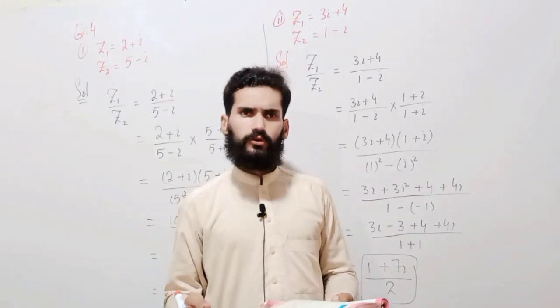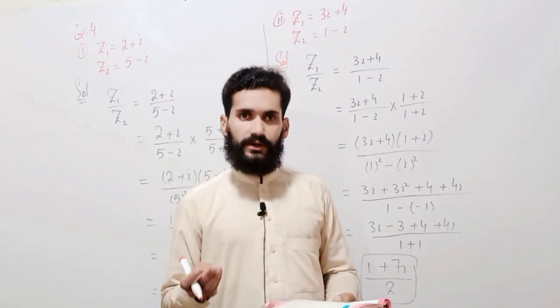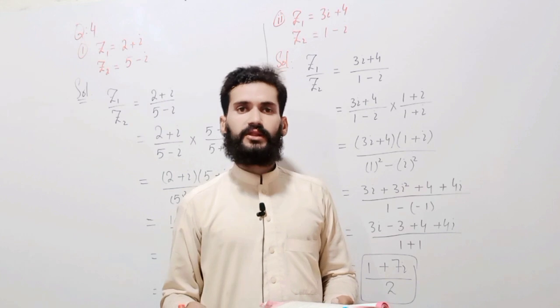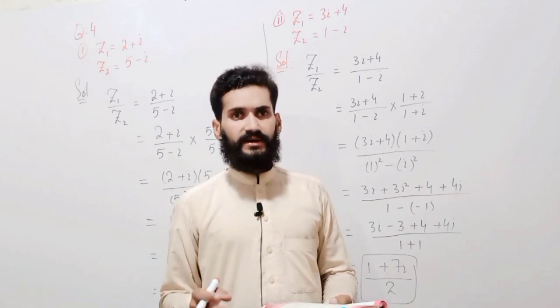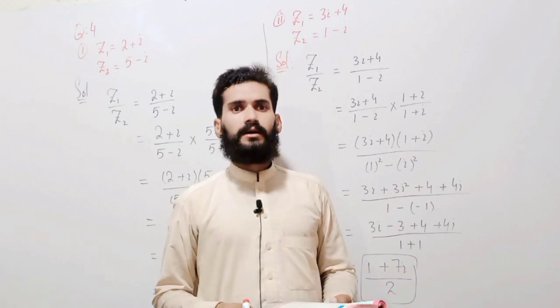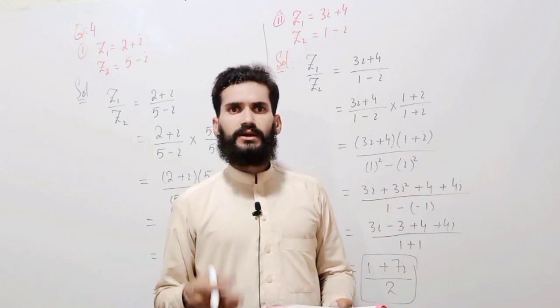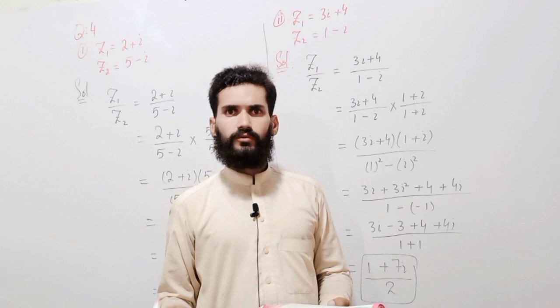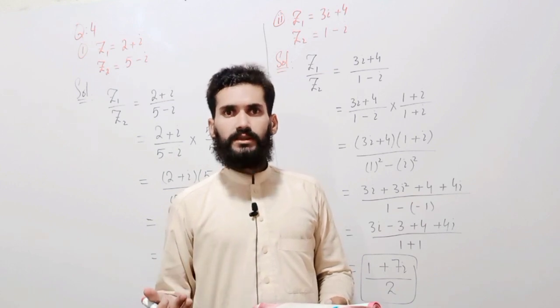Number 5 is homework. The first part is the addition of complex numbers, the second part is the subtraction of complex numbers, the third part is the multiplication of complex numbers, and the fourth part is the division of complex numbers. Remember question 1, question 2, question 3, question 4, which were given with the help of illustration.